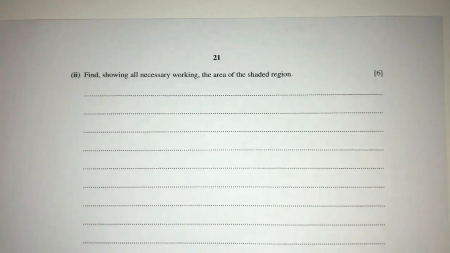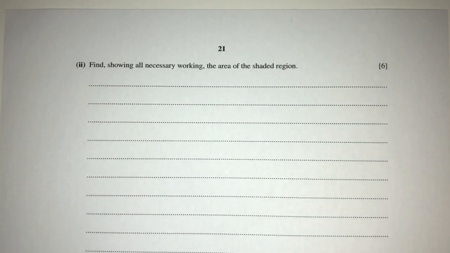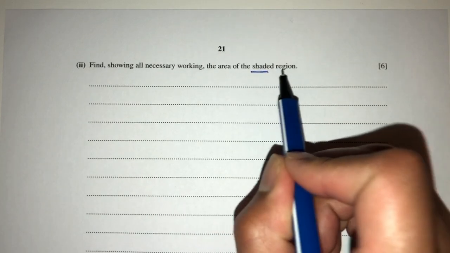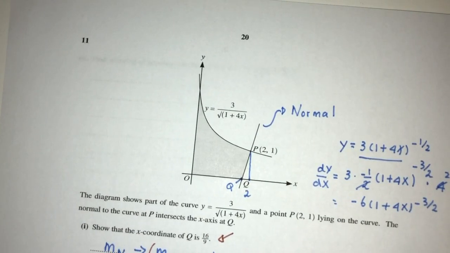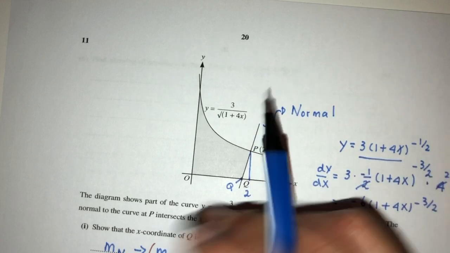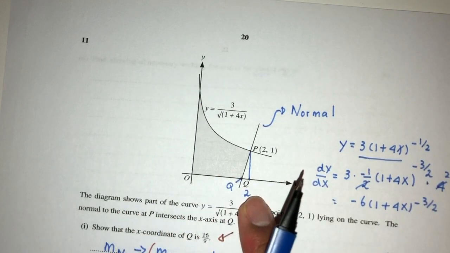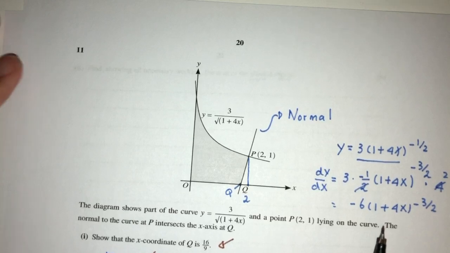Now for part 2, we have to find the area of that region. As you can see, we don't need to find the exact area, so we can provide the answer in decimal as well. What we can do right now is break this down into 2 parts. One thing is we can first find the whole area between 0 and 2, because right now we have 2 areas we can look at.